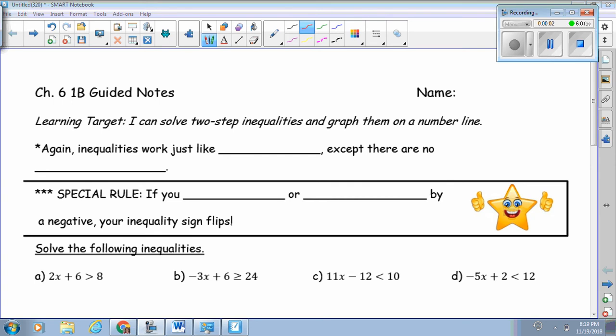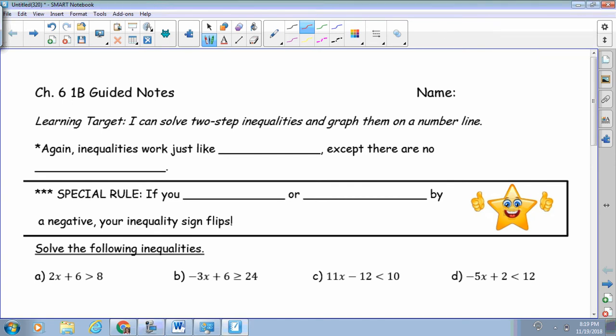Okay, so you're on section 1B, so that means you're going to be solving two-step inequalities and graphing them on a number line. So again, inequalities work just like equations, except there are no equal signs. Instead, we have our less than, greater than, less than or equal to, greater than or equal to.